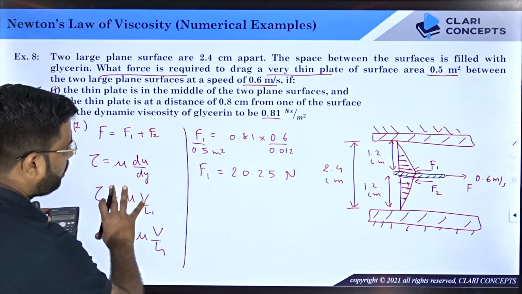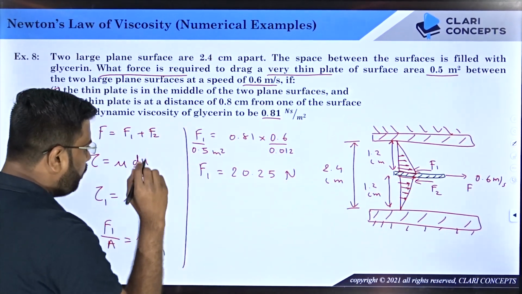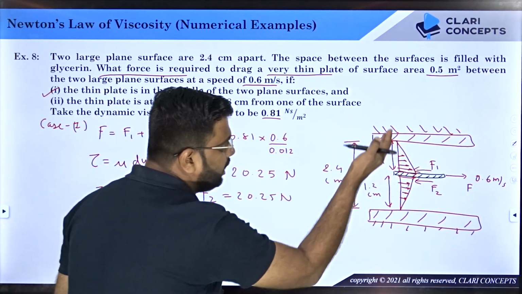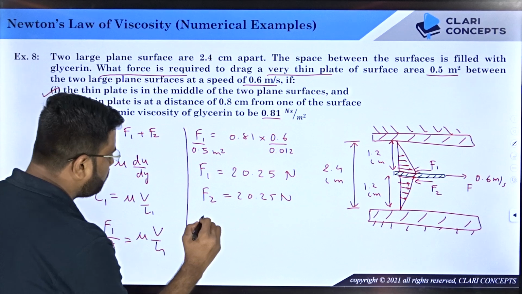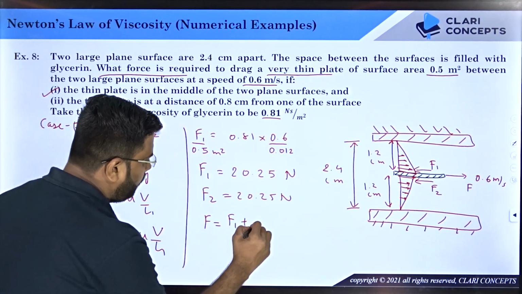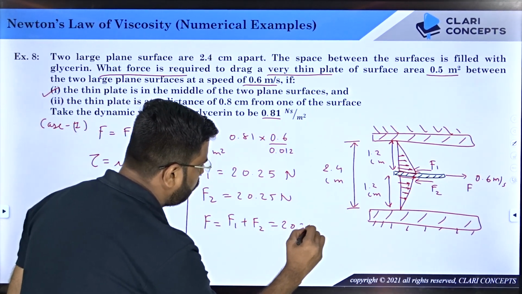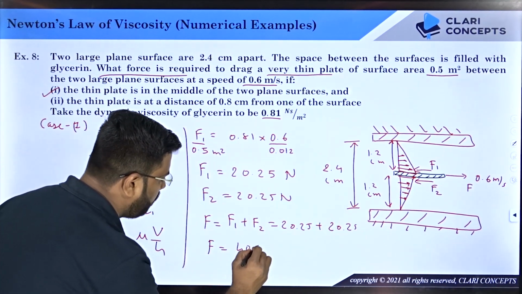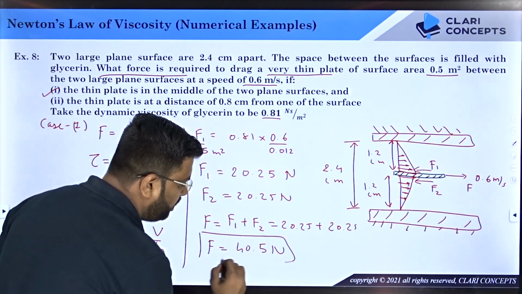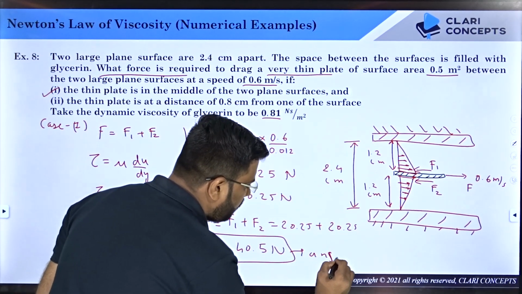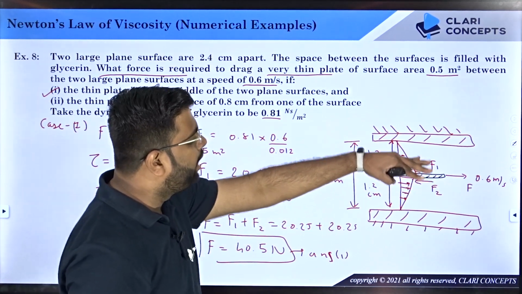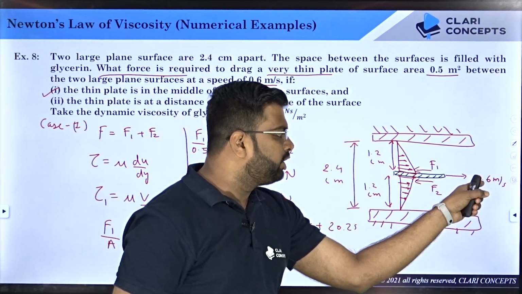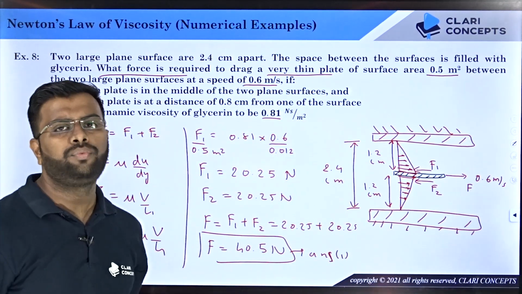Now if you use the same equation for the lower half also, you will get that F2 is also equal to 20.25. The same answer, because it is symmetric on both sides. So that means your total force F will be equal to F1 plus F2, which is 20.25 plus 20.25, which is 40.5 newtons. So this means answer number 1 you have already identified: for the first case, when the plate is at the middle of these two large plates, the force required to pull the plate at a velocity of 0.6 meter per second is equal to 40.5 Newton.